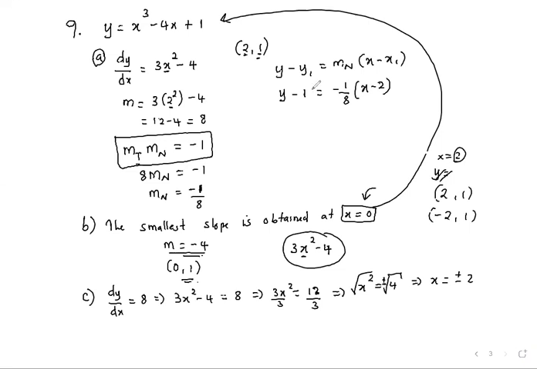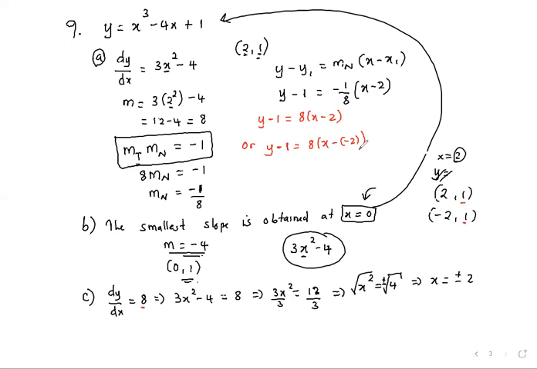Then you can find the equations. The first equation that you find, you say y minus the point 1 is equal to, the gradient is 8, so we have 8 x minus 2, or y minus 1 is equal to 8 x minus 2.